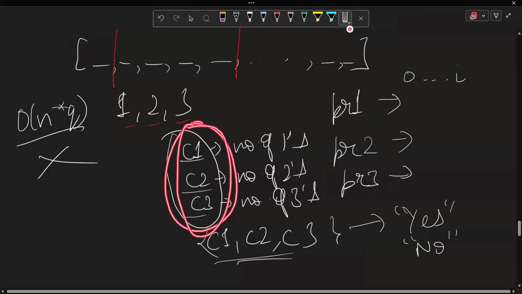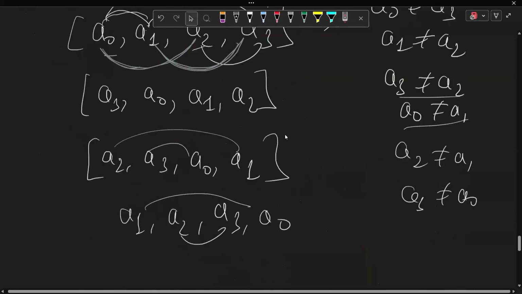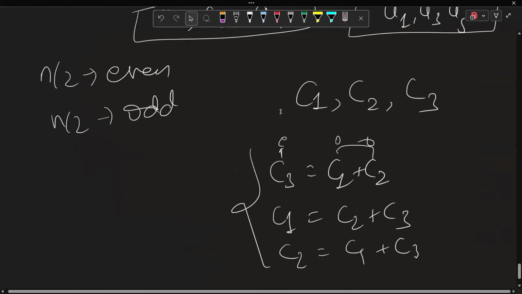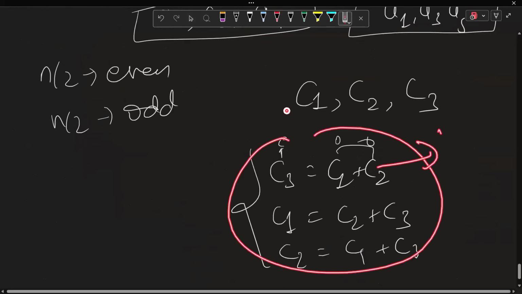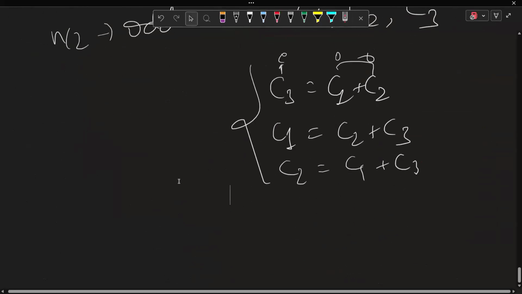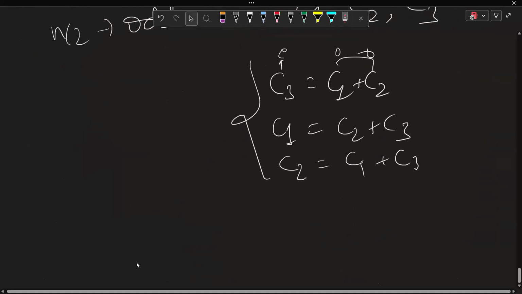Once I have computed C1, C2, and C3, then I would just check if any of these three conditions are satisfied. I would answer yes, otherwise I would answer no. That's the whole thing that we are doing. I hope the logic is clear. If there is any doubt, you can ask, then we'll move to the code.